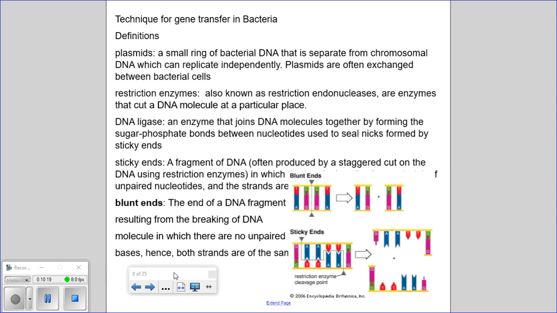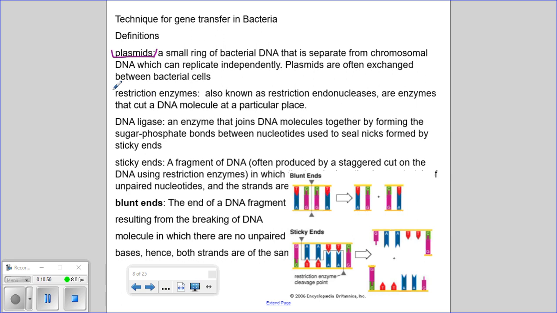So, there are some techniques for transferring DNA into bacteria. And before we get into talking about that, just a few definitions that you need to know, and a few that you need to recall. So, when transferring genes into bacteria, you need to use plasmids. And just recall that a plasmid is a small ring of bacterial DNA that is separate from chromosomal DNA, which can replicate independently. Plasmids are often exchanged between bacterial cells.